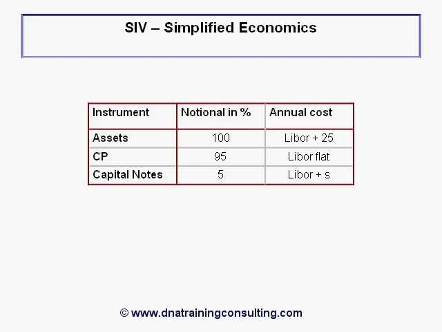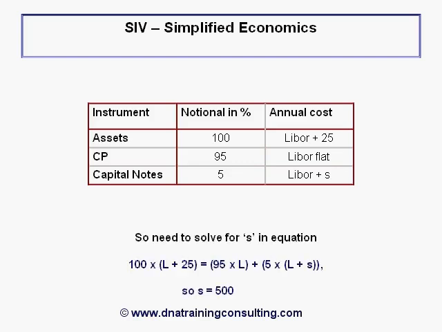If no defaults occur, we can easily show that the yield on the capital notes would be equal to LIBOR plus 500 basis points, derived by solving for the value of S in the equation that has just appeared, where 100 times L plus 25 represents the aggregate yield on the assets, and that must equal 95 times L, the yield on the CP, plus 5 times L plus S, the yield on the capital notes.